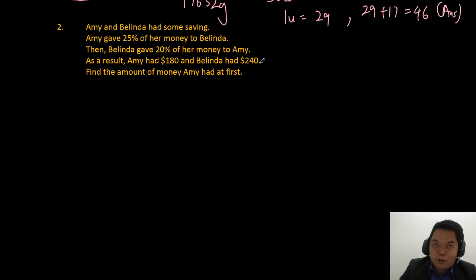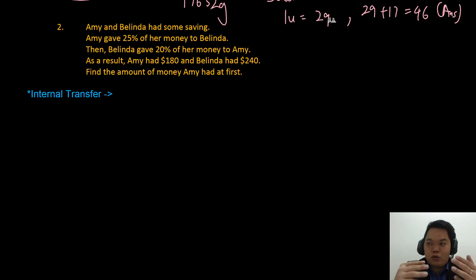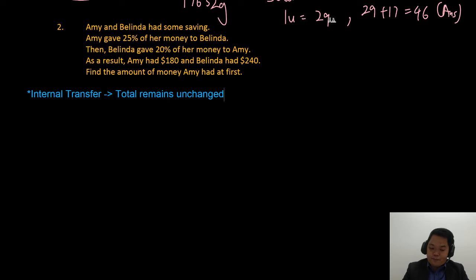So when you read through this question, there are two things that come to mind. The first is that this is an internal transfer because you're just passing money to one another. No money is going into the total. No money is flowing out between them. So this is an internal transfer, which means that your total amount of money is going to remain unchanged.